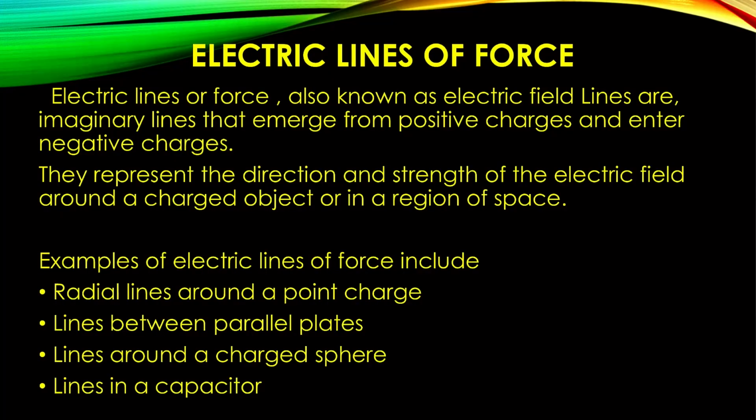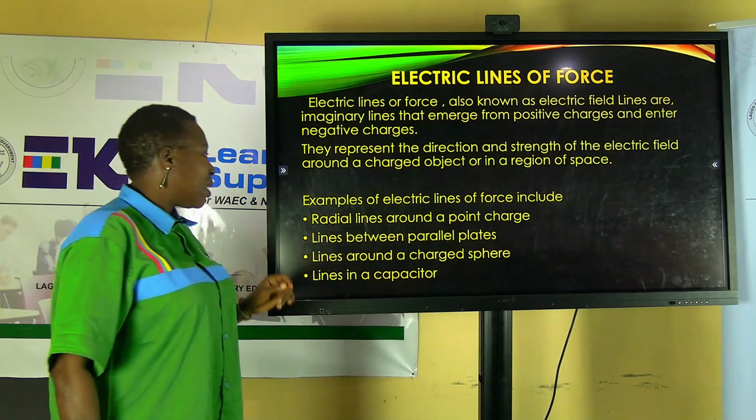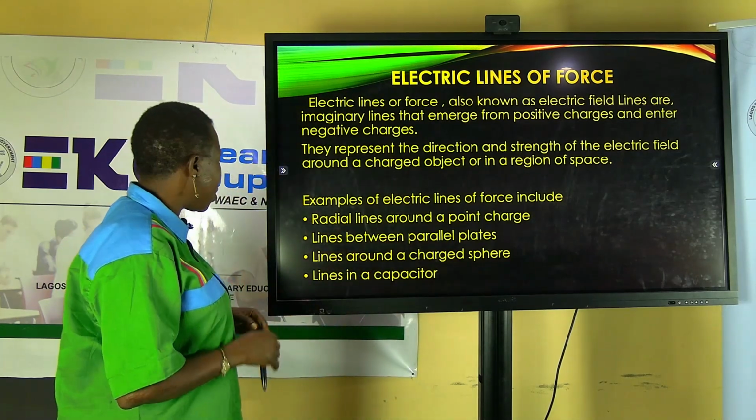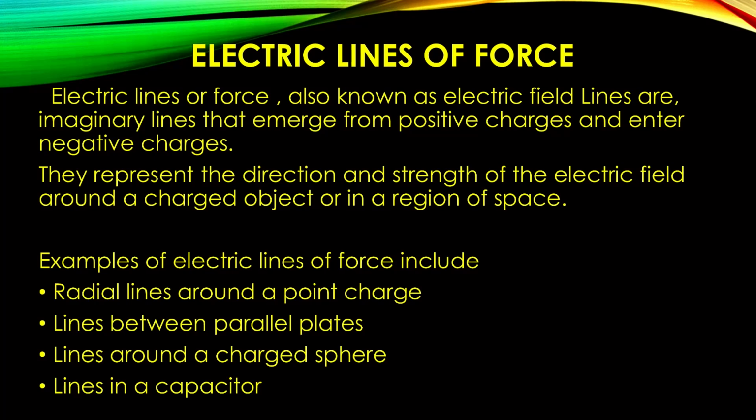What are examples of electric lines of force? They are radial lines around a point charge. There are lines between parallel plates when we are talking about capacitors, lines around a charged sphere, and lines in a capacitor.